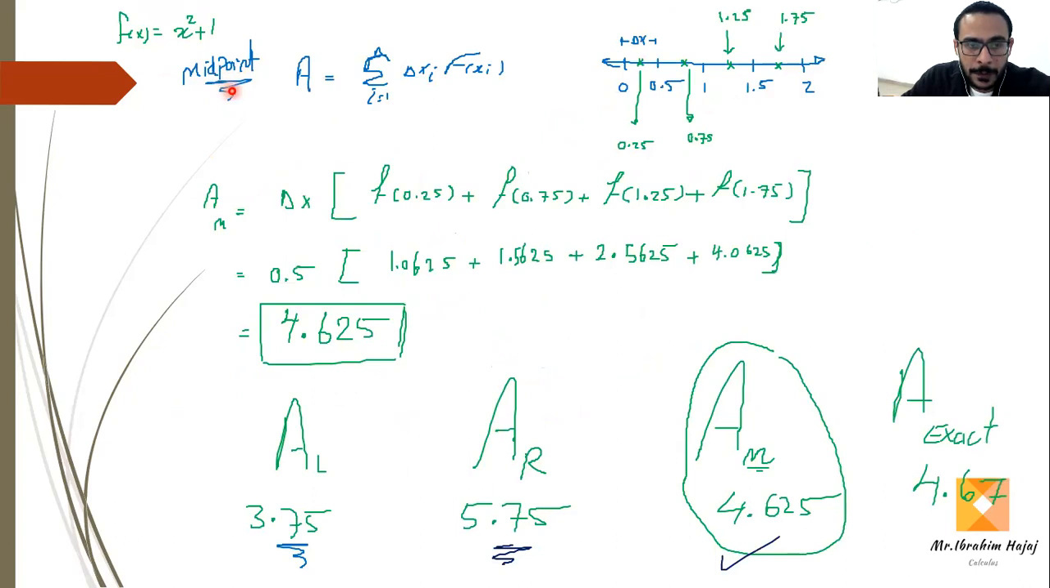The third kind of approximation for the area is the midpoint, and we said that a equals delta x. We take midpoints between each point and the next one, like the midpoint between 0 and 0.5, between 0.5 and 1, between 1 and 1.5, between 1.5 and 2. We take midpoints between them and then work on the midpoints. And as you see, finally, I compared all the approximations together with the exact answer, and I found that the most accurate one is the midpoint.